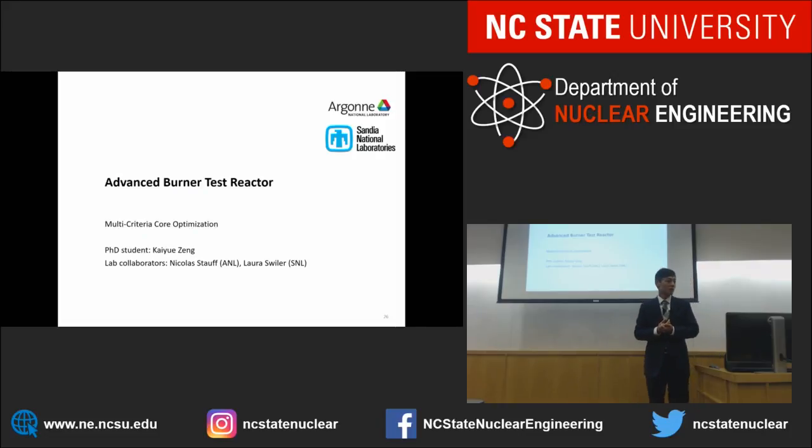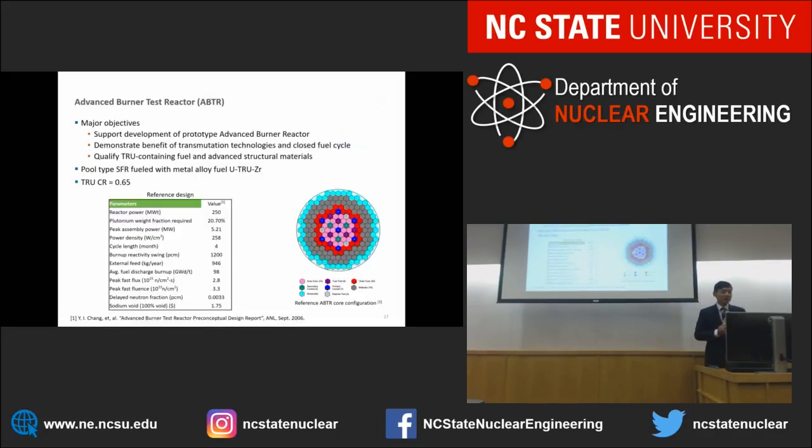So now switch to the next project. The multi-criteria core optimization of the advanced burner test reactor. This is work we've done together with Argonne National Lab and Sandia National Lab. The student who did this is actually sitting in the audience. And the ABTR is a small-scale advanced burner reactor, which was designed to support the development of the prototype of the advanced burner reactor. And it has a conversion ratio, no surprise, less than 1. It used fuel made of uranium, transuranics, and zirconium.